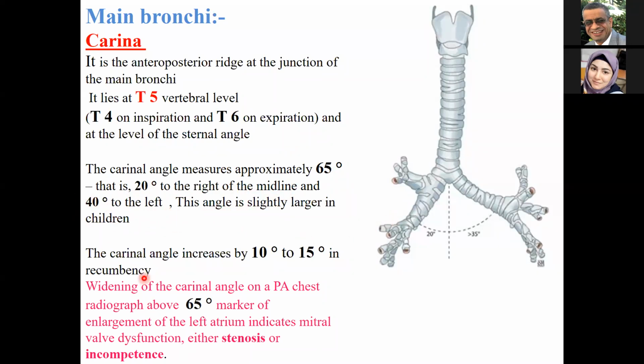The carinal angle increases by 10 to 15 degrees in inspiration. Widening of the carinal angle on the PA chest radiograph above the 65-degree marker, or enlargement of the left atrium, indicates mitral valve dysfunction, either stenosis or incompetence. This is the carinal angle. This is the median plane, 20 degrees to the right of the median plane and about 40 degrees to the left of the median.